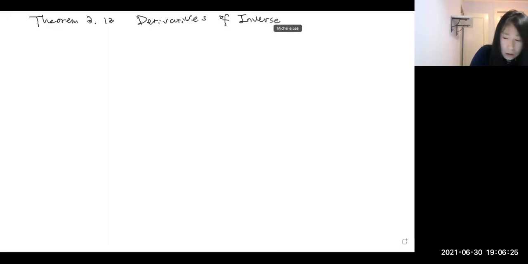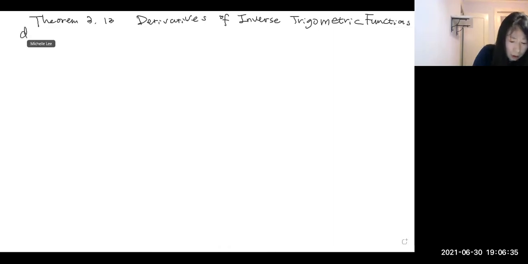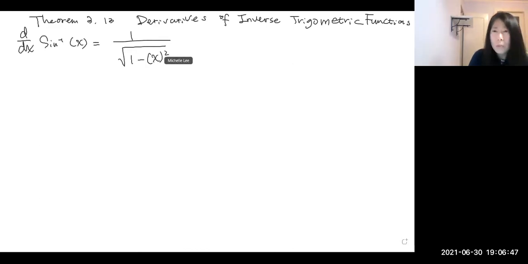So, Theorem 3.13, derivative of inverse trigonometric functions. Okay, so inverse of sine. Normally your book indicates it like this. But then we always use the chain rule for the derivative, so let me denote it this way.